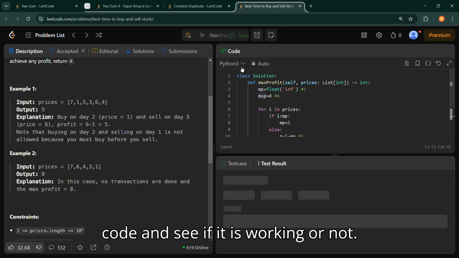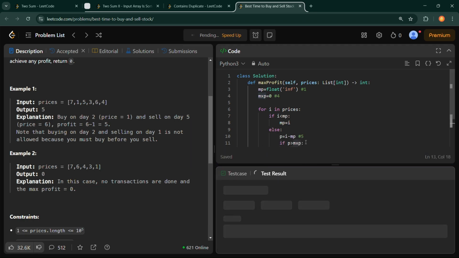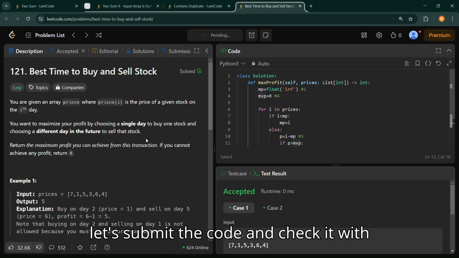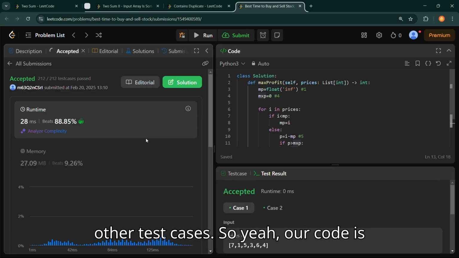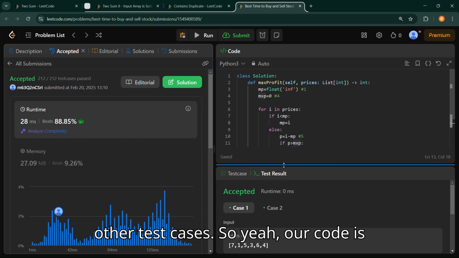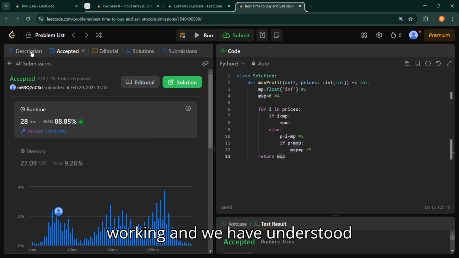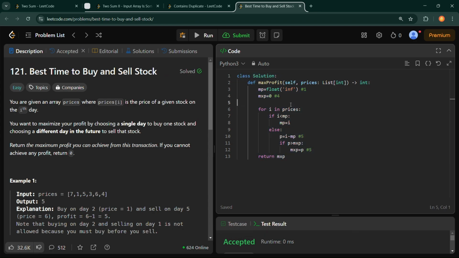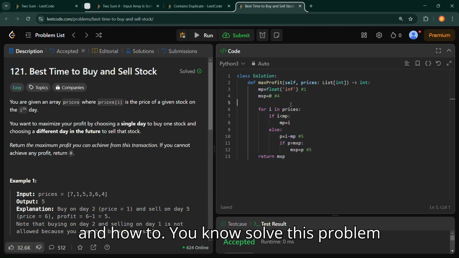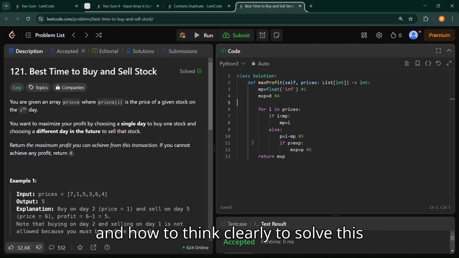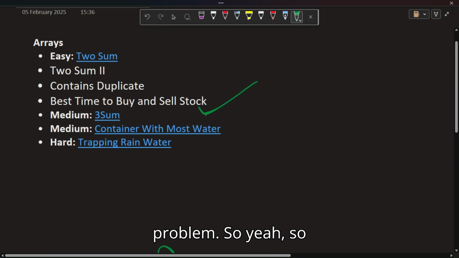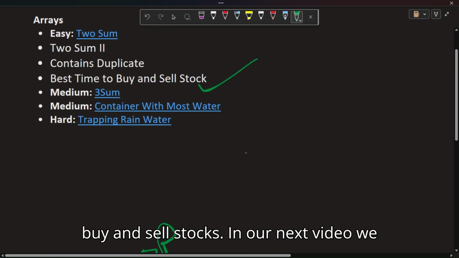So now let's run this code and see if it is working or not. So yeah, this code is working, and now let's submit the code and check it with other test cases. So yeah, our code is working, and we have understood what this code is representing, and how to solve this problem, and how to think clearly to solve this problem. So yeah, this was the solution for best time to buy and sell stocks.